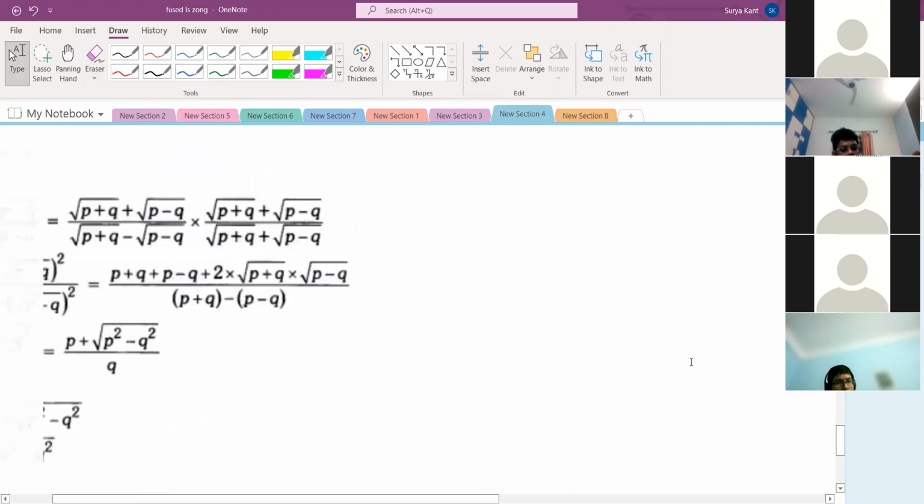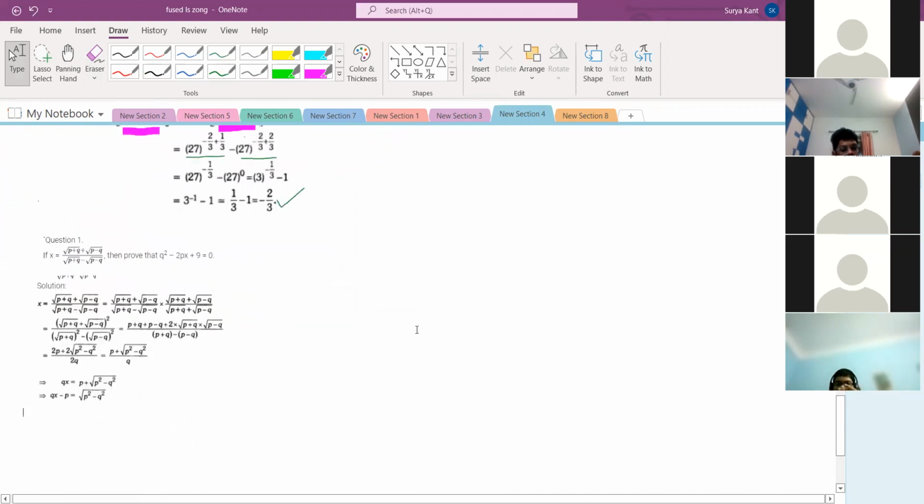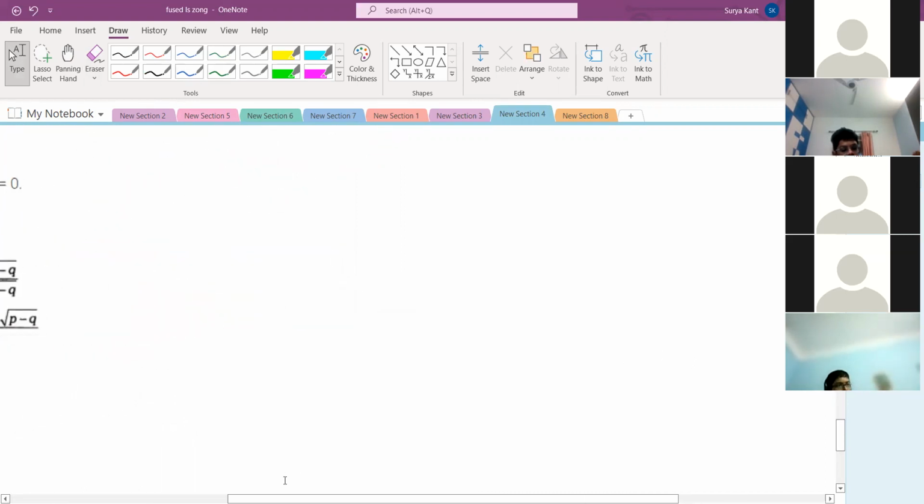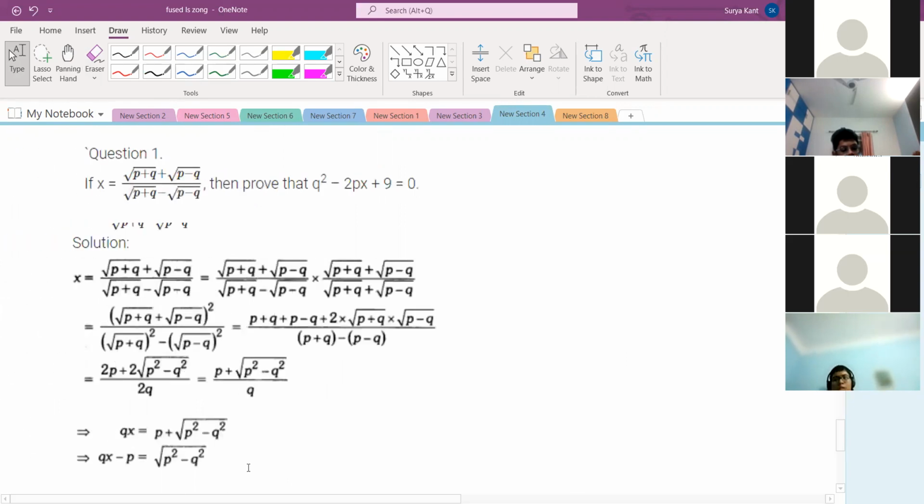Nihar, after this you can solve or not? No, sir, I'm not getting it. Okay. On squaring both sides, you are not getting? No, sir. Okay.